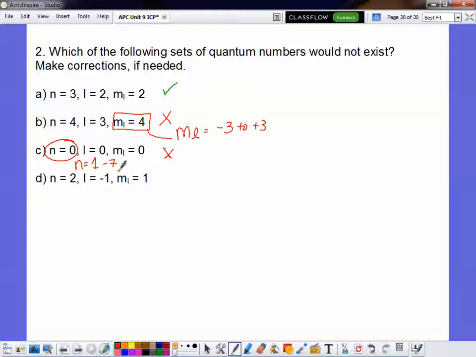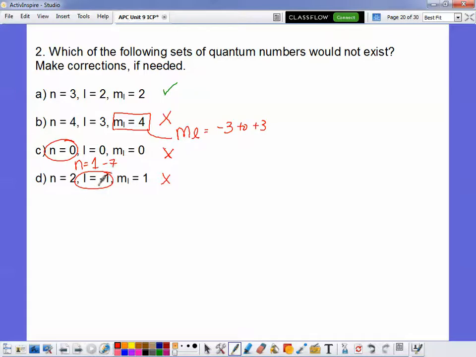All right, and D, what's wrong with it? Is anything wrong with it? Was that a trick question? What's wrong with L? Yeah, L can't be negative. M sub L can be negative, but M sub L and M sub S are the only ones that could have negative values. So think M's are the only ones that are allowed to be negative. N and L can't be.